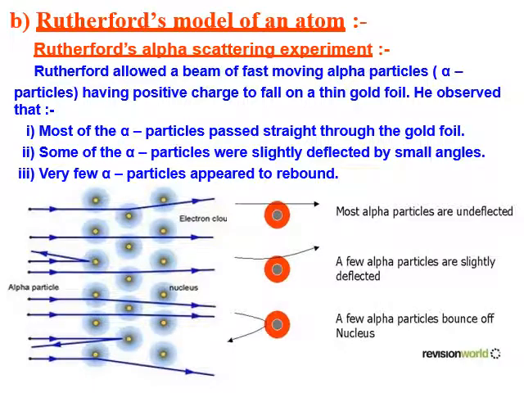The next model proposed was Rutherford's model of an atom. Now Rutherford allowed a beam of fast moving alpha particles. Alpha particles are helium nuclei having 2 unit positive charge and 4 unit mass. So he allowed a beam of fast moving alpha particles having positive charge to fall on a thin gold foil. He observed that first, most of the alpha particles pass straight through the gold foil. No obstruction, they pass straight away. Second observation was some alpha particles were deflected by a small angle. And third observation, very few alpha particles appeared to rebound or revert back.